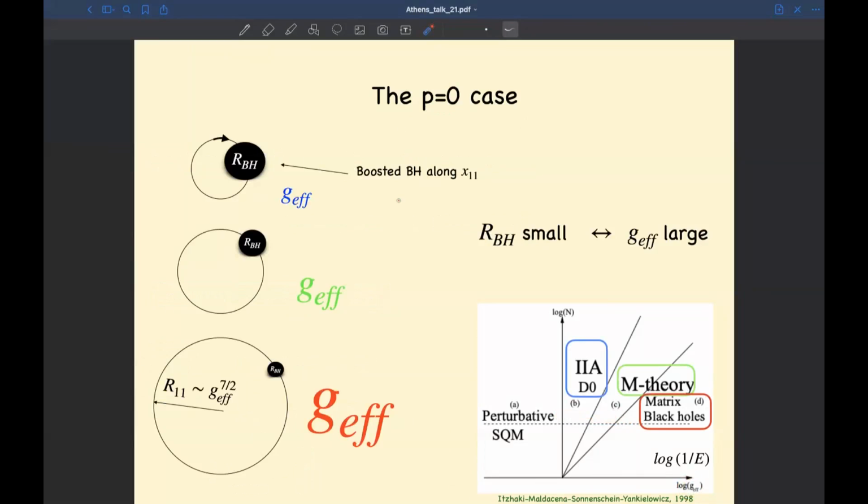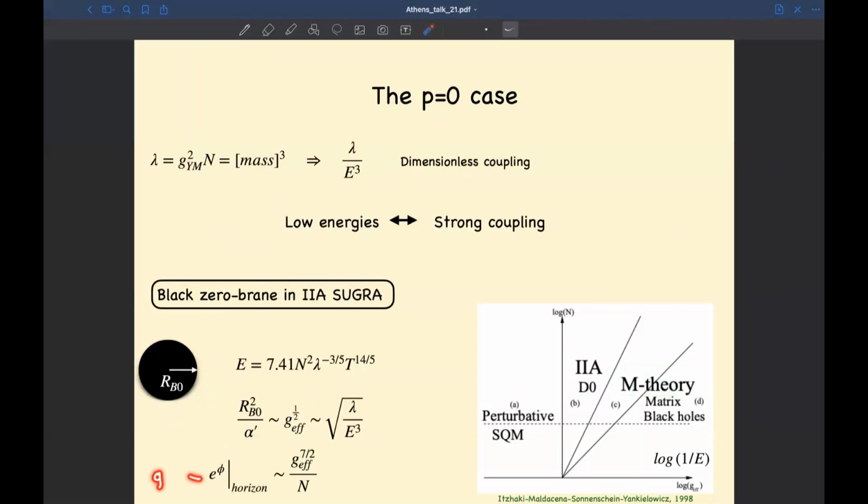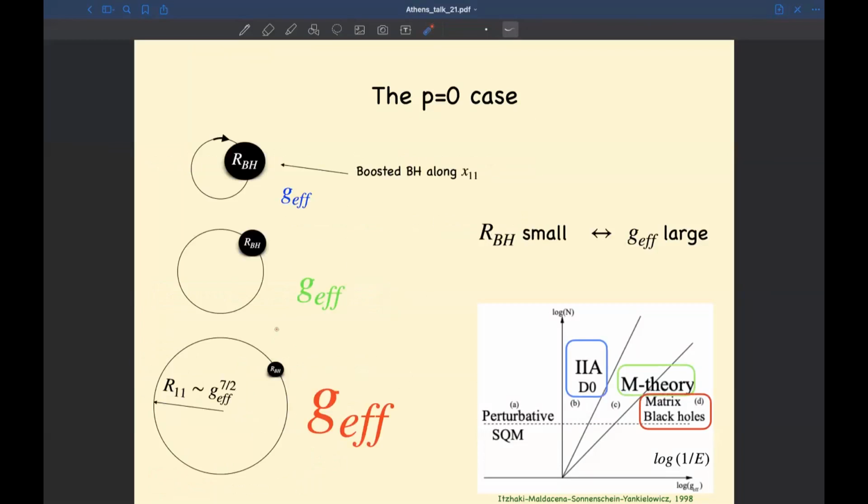So indeed, we are in the D0 case, and we can imagine that we have a black hole which is boosted along the 11th circle, while on the other hand, we know that the 11th circle is related to the string coupling. Now, if we go back, the dilaton at the horizon is the string coupling, which furthermore is the effective coupling. And taking the effective coupling to be very large, the 11th dimension opens up. So one should try to understand this as going from this direction to this direction here. And from the point of view of an 11-dimensional observer, this black hole will appear to be small.